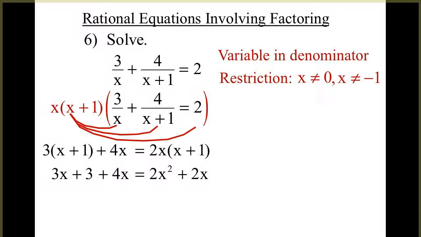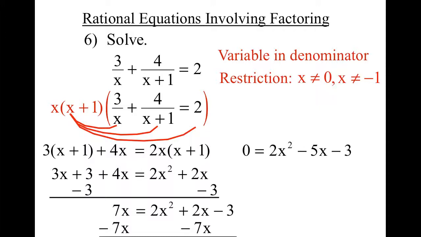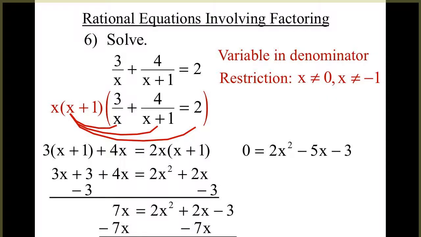All right, so now I'm going to subtract my 7x from both sides and a 3. Subtract 3. And then I'm going to subtract the 7x. And what I'm left with is 0 equals 2x squared minus 5x minus 3.